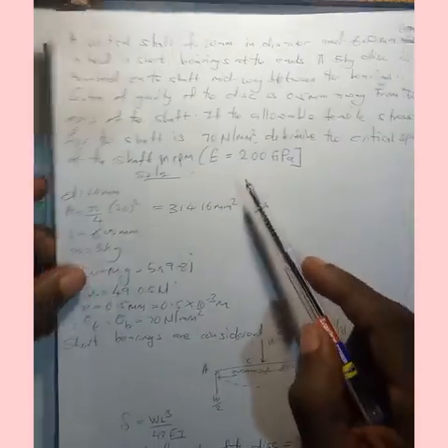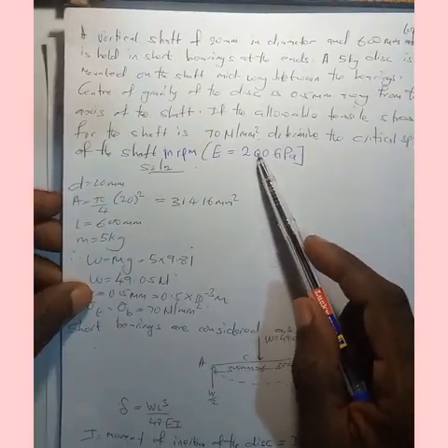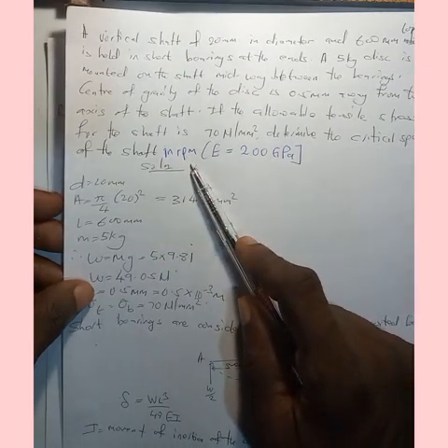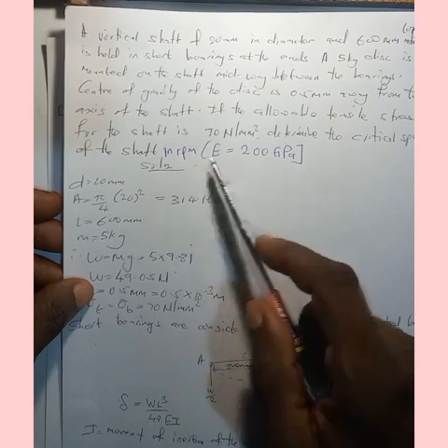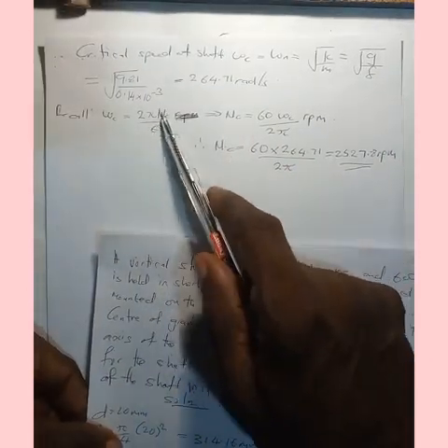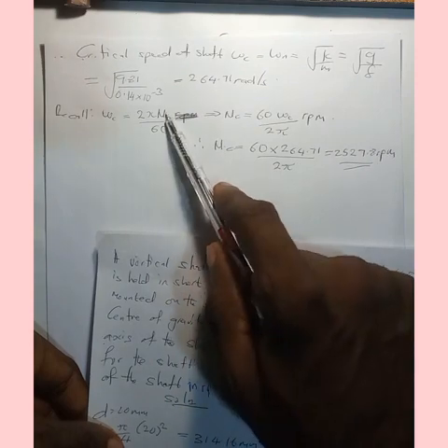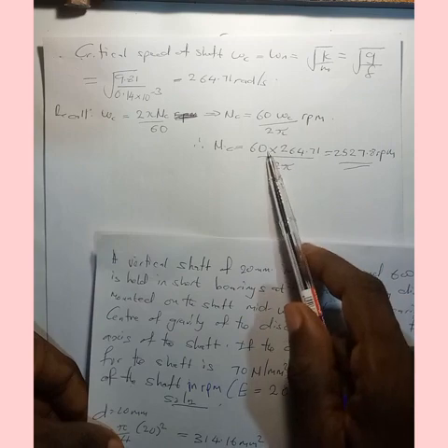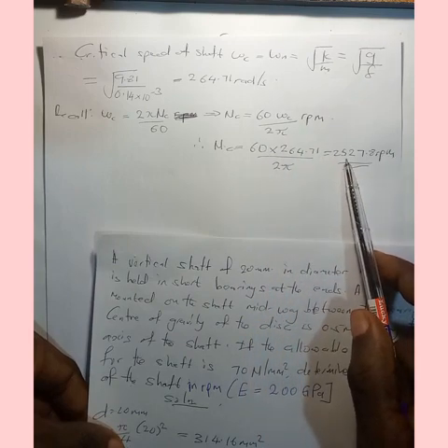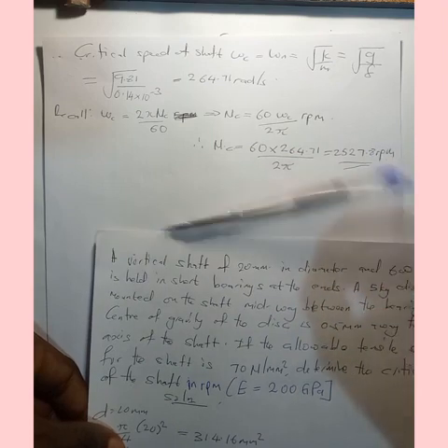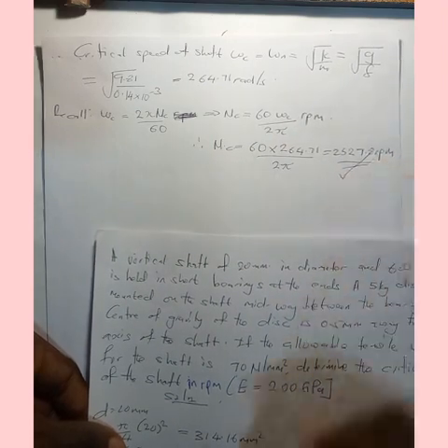But from the question, we're expected to calculate the critical speed in revolutions per minute. Since we are calculating the critical speed in revolutions per minute, we have omega c equals 2 pi nc over 60. Making nc the subject of the formula, we find our speed as 2527.8 revolutions per minute. And so this is the final answer.